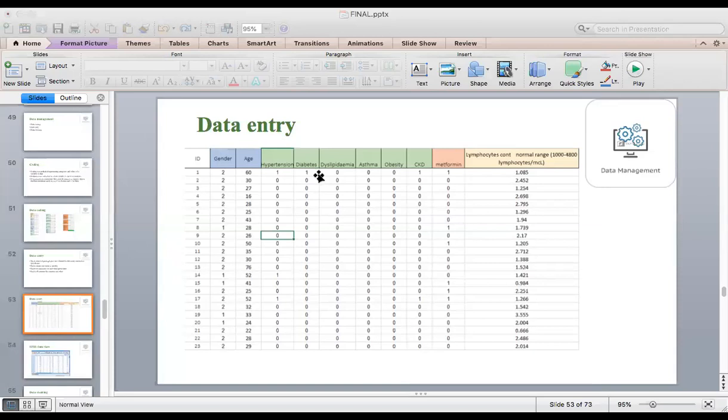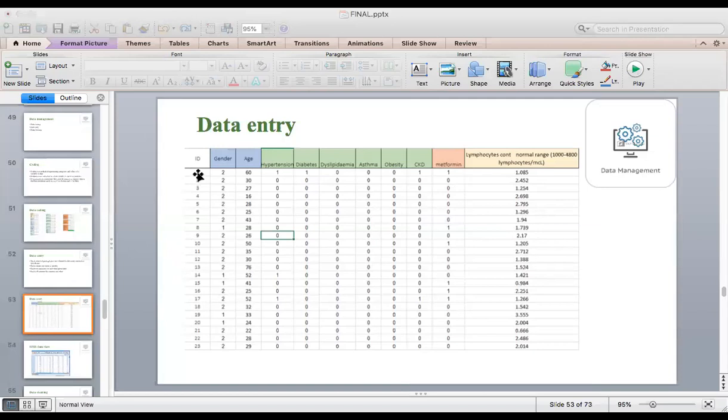So that's an Excel spreadsheet. It has, for example, the ID. We have to identify an ID for each participant, so the ID will take us back to the participant.